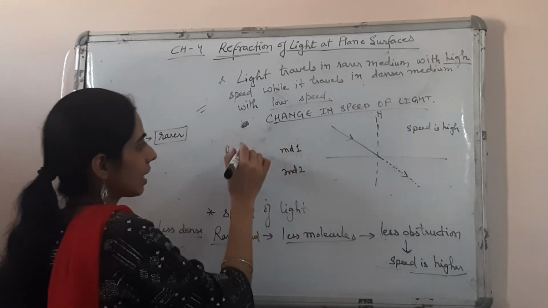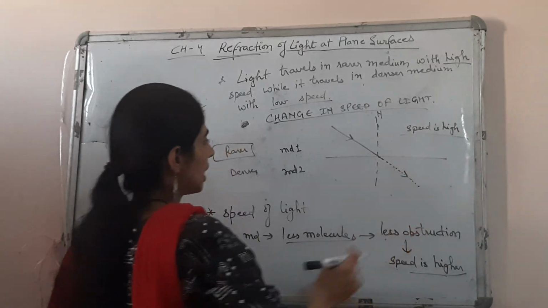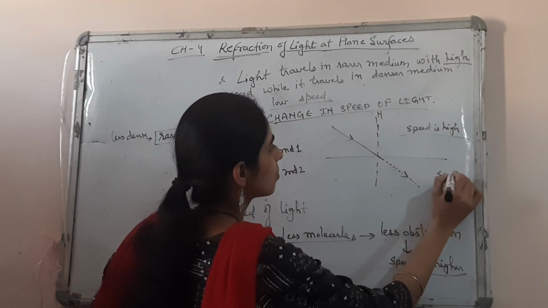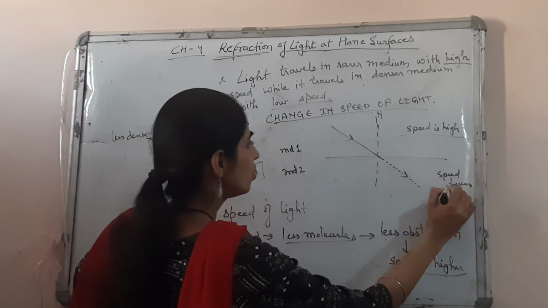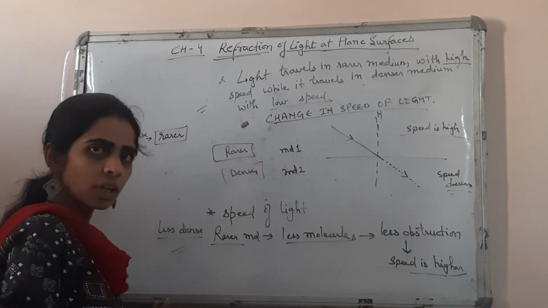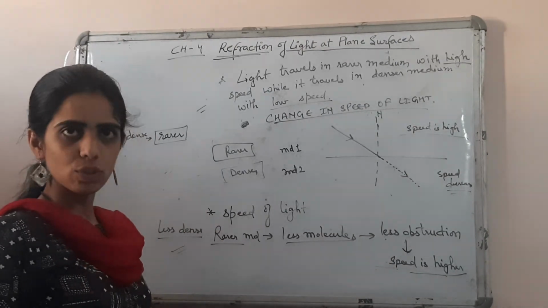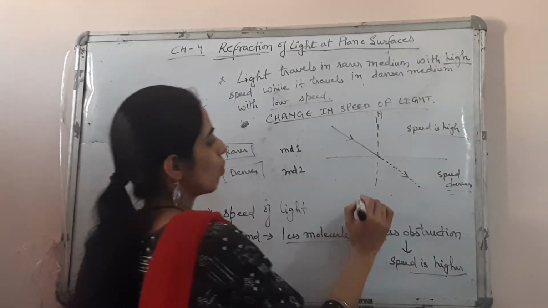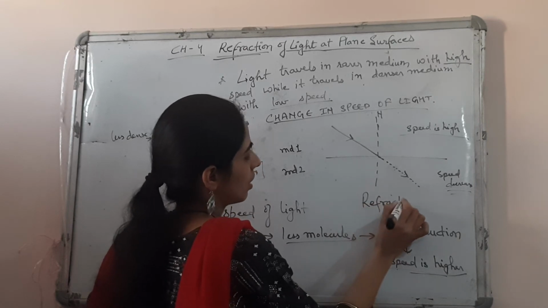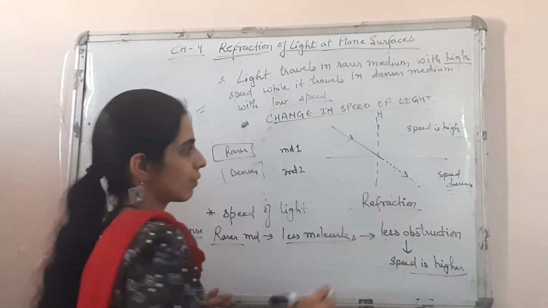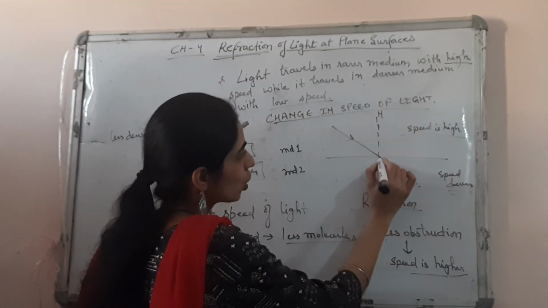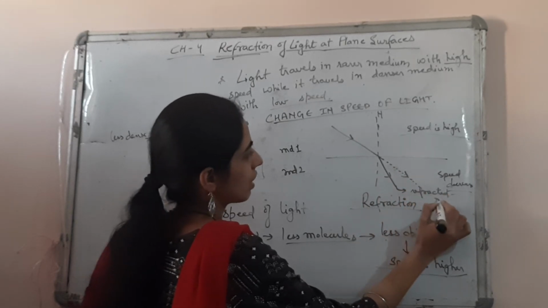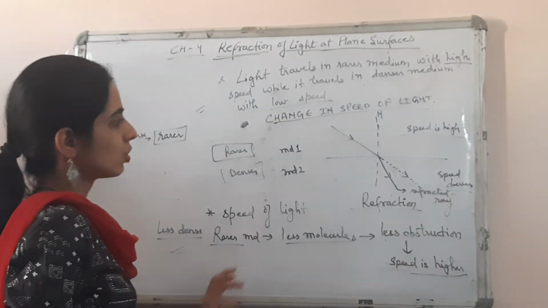But from a medium having higher speed, it comes to medium 2, which is denser, and we know in a denser medium the speed decreases. Due to this decrease in speed, because there are more molecules, the light will suffer more obstructions, the speed will decrease, and therefore it will suffer a deviation in its path, which we call refraction. So where will this ray go? Now it will get bent towards the normal, and this is our refracted ray.